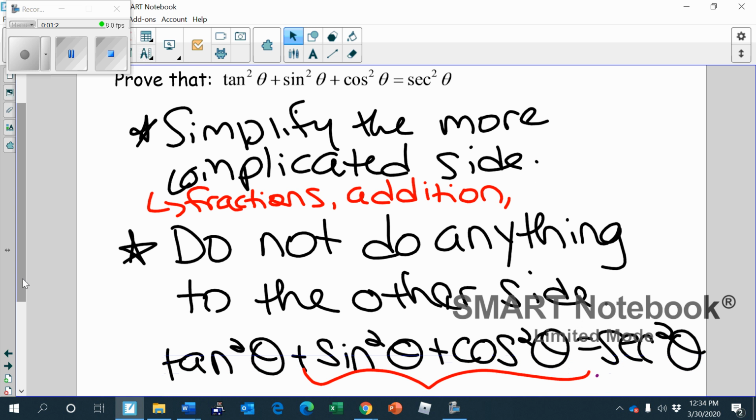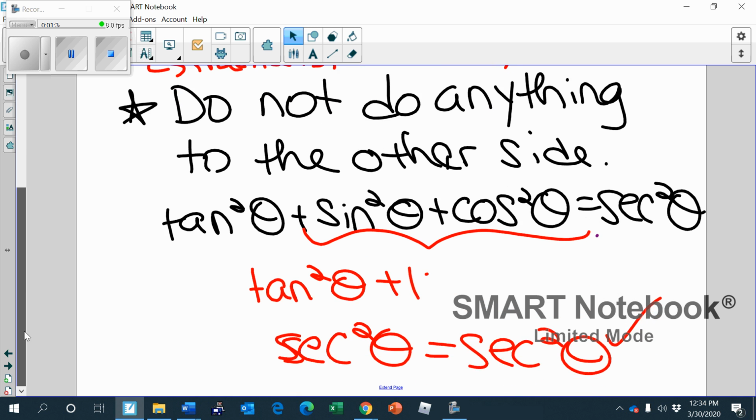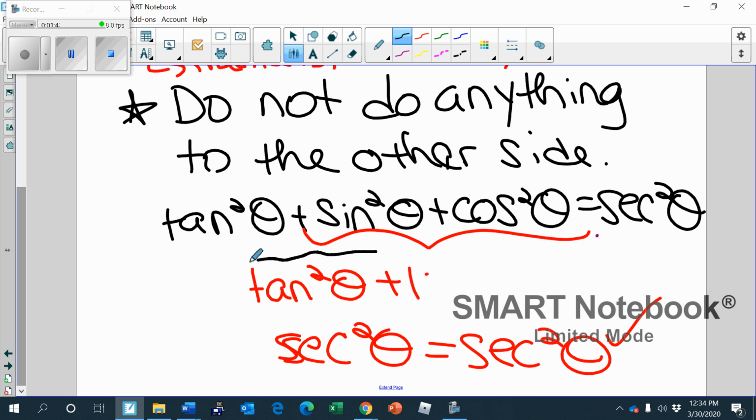Okay, so let's actually do it. If you notice, sine squared plus cosine squared, I wrote it down here. At this point, I hope we know that that equals 1. So you get tan squared theta plus 1. Well, this tan squared theta plus 1 is one of our identities, from our cheat sheet. And tan squared theta plus 1 is secant squared theta. So we did it. That's all you have to do with that one. That's all I'm looking for there.